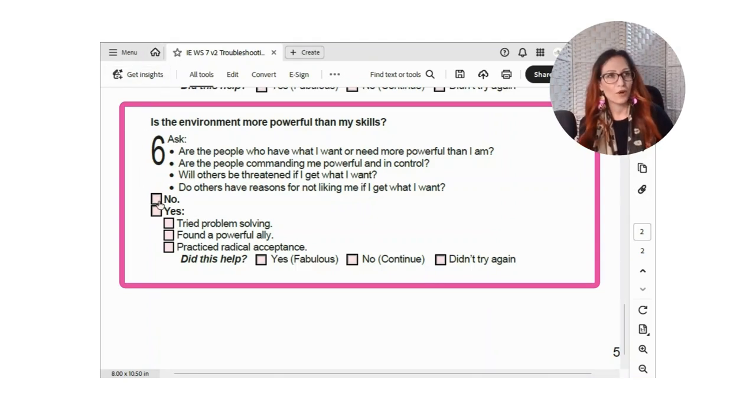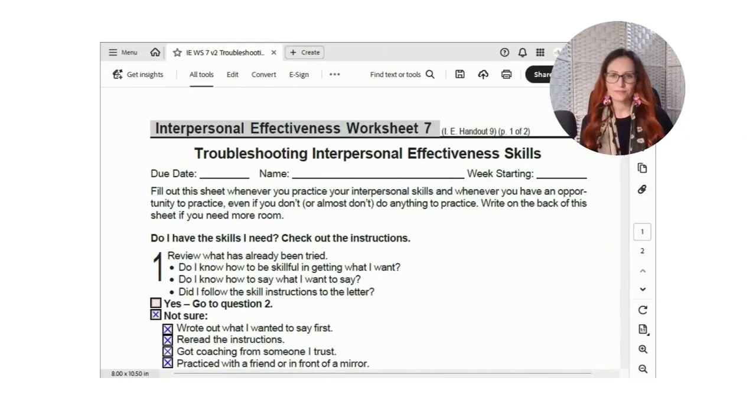If you decide that no, the environment is not more powerful than my skills, then you don't have to continue on in section 6. If you think that maybe yes, the environment is more powerful than my skills, we would suggest you then try problem solving, find a powerful ally, and maybe also practice radical acceptance. And after you've tried these 3 strategies, again, record whether it helped or whether it didn't help.